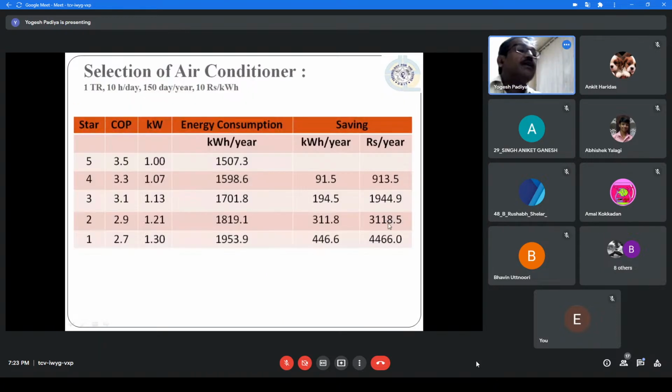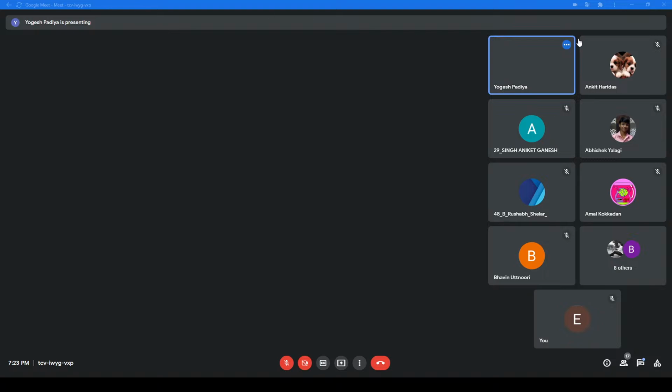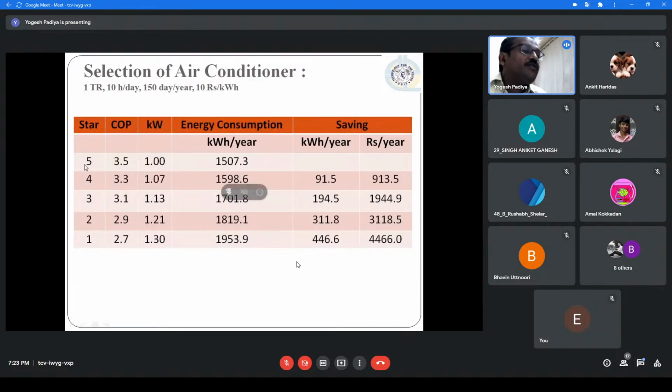Okay. Now let us take some glimpse at which AC I shall choose. Shall I choose a 1-star AC? Shall I choose a 5-star AC? When you go to a shop, you have the option of selecting an AC from 5-star to 1-star. Obviously, the cost of a 1-star AC is less, and the cost of a 5-star AC is more. So now it is a trade-off. Shall I go for 5-star or not?